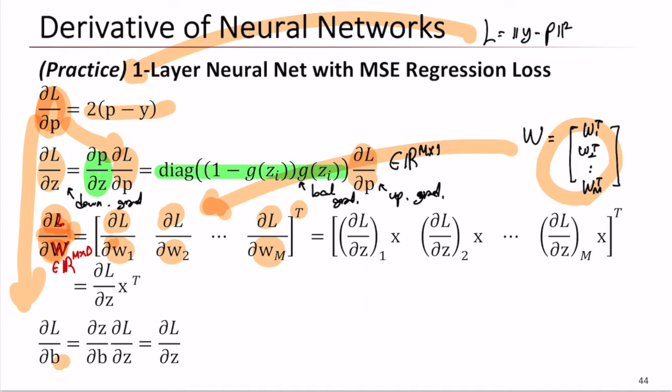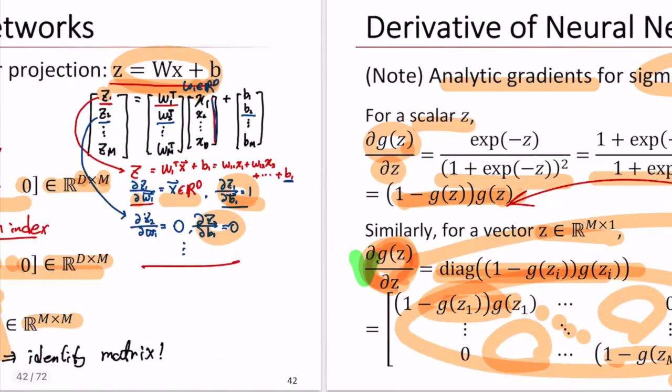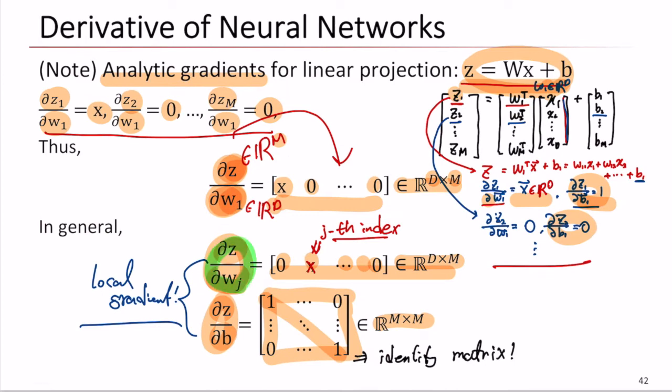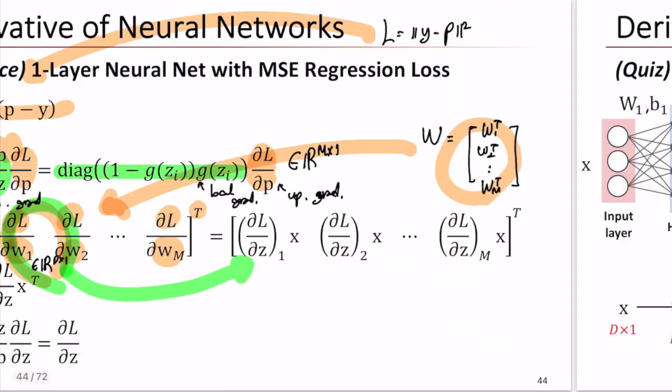Then, because each W_i is a d by 1 vector, this is just like the vector to scalar case, right? We already know this one. Where? Here, right? Ah, sorry. This is a local gradient.